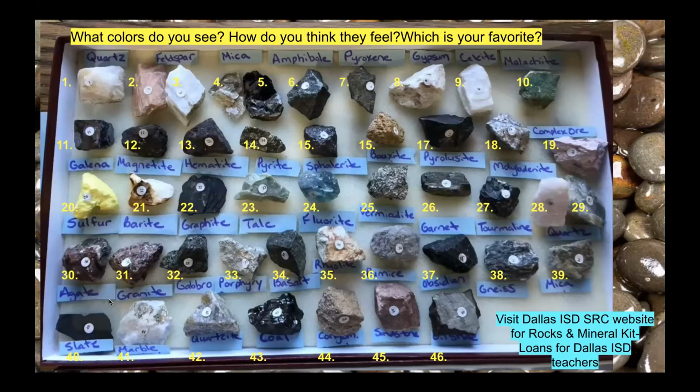Now here's a rock collection that I have here at the Environmental Center. Teachers, you guys can actually request to rent out one of these collections. And take a moment to pause and see what are some colors that you see and how do you think some of these rocks might feel? Also think about which one is your favorite. I know my favorite is this yellow sulfur one because it's bright yellow.